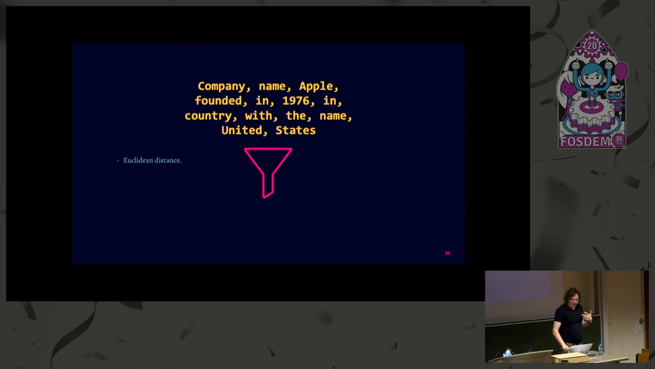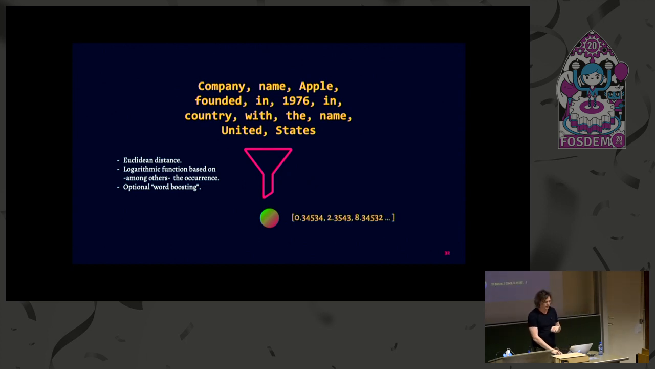How does it do that? It takes the Euclidean distance and combines it with, this sounds very fancy, a logarithmic function based on the occurrence of the word. So for example, company might occur less often than the word apple, so then we say the word company is more important. And then we even work with word boosting, so that you can say certain words are important in my data object. But what we do with that is that we create our first object in our graph. And it gets its own vector representation.